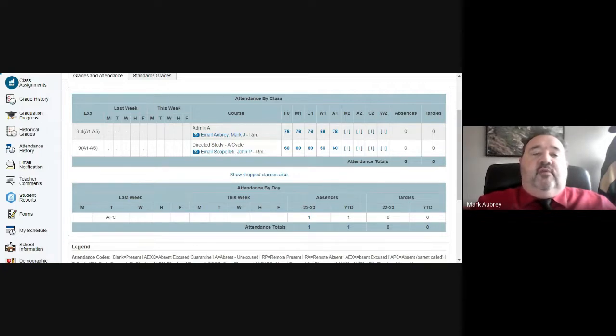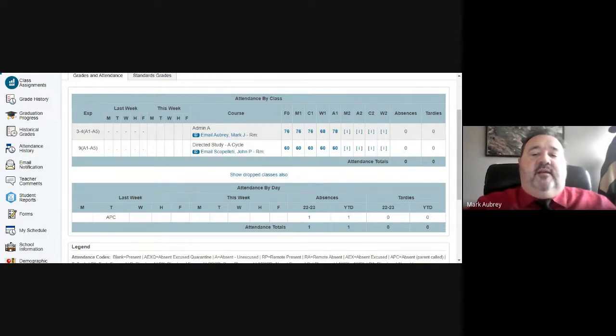Do know that if a student is absent and they're not an APC, your house will be getting a phone call at whatever number you have put into the computer for us. You'll notice year to date would be over here on the end and allow you to keep up on the number of absences and tardies.